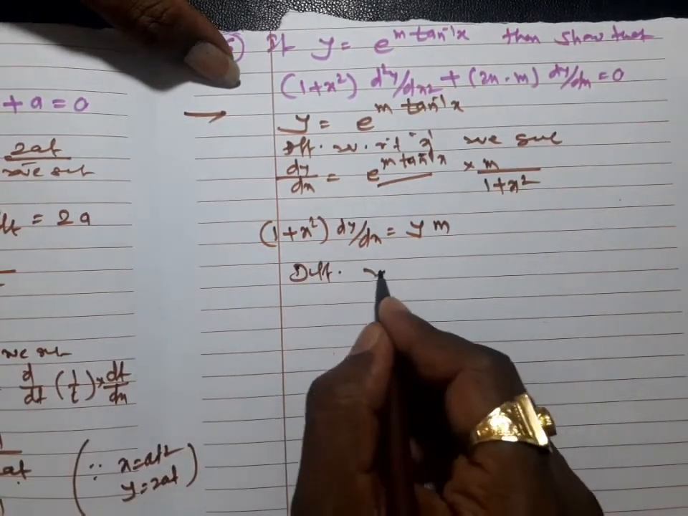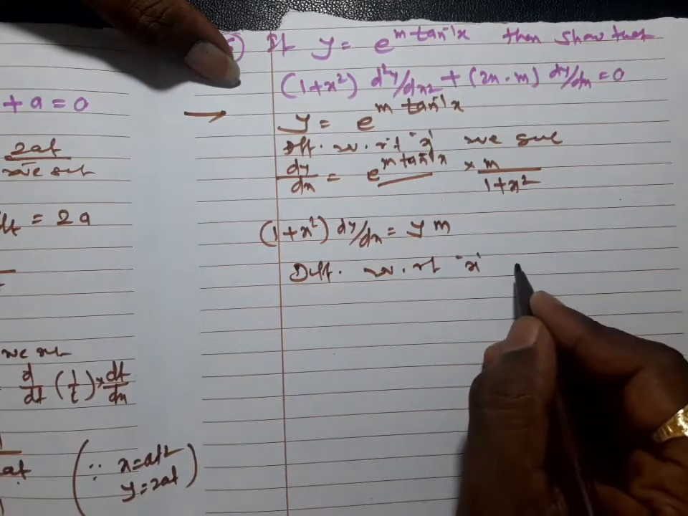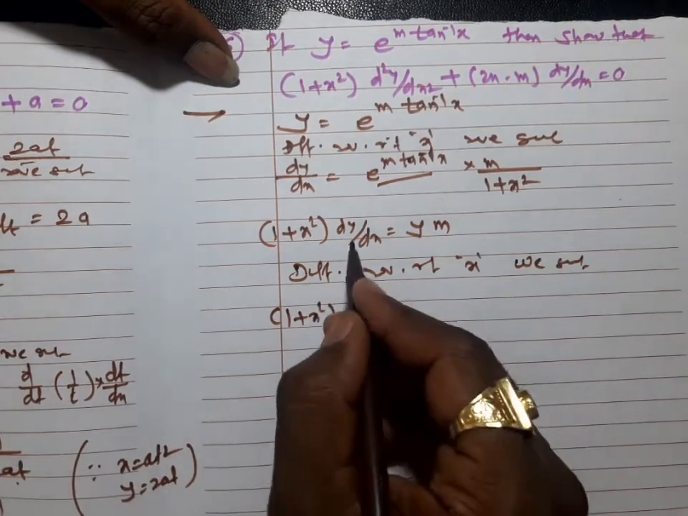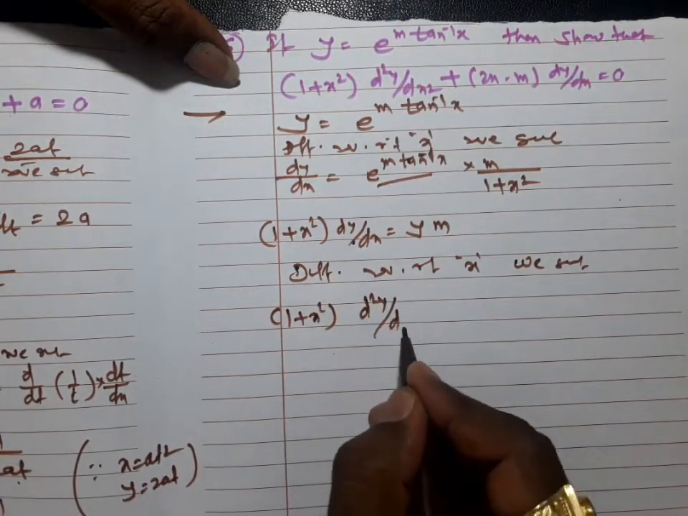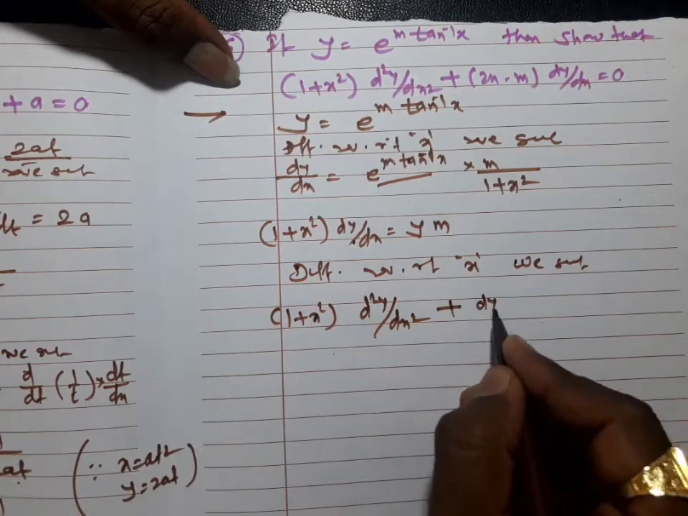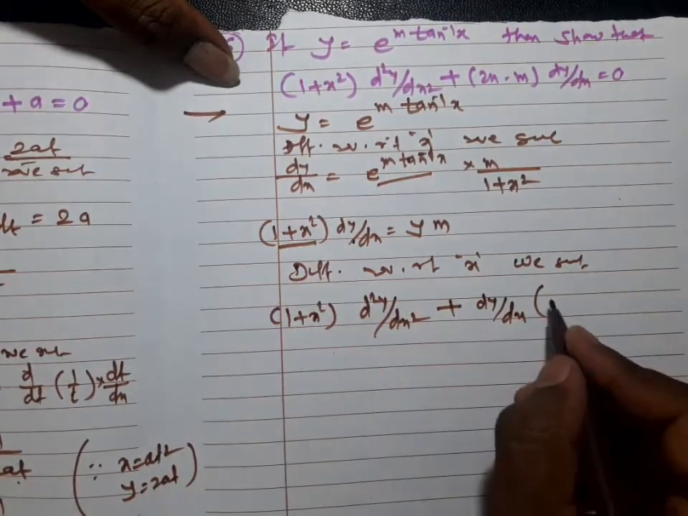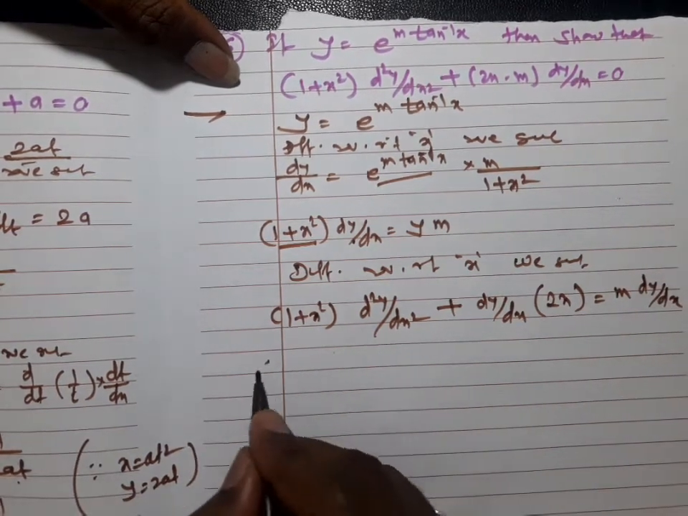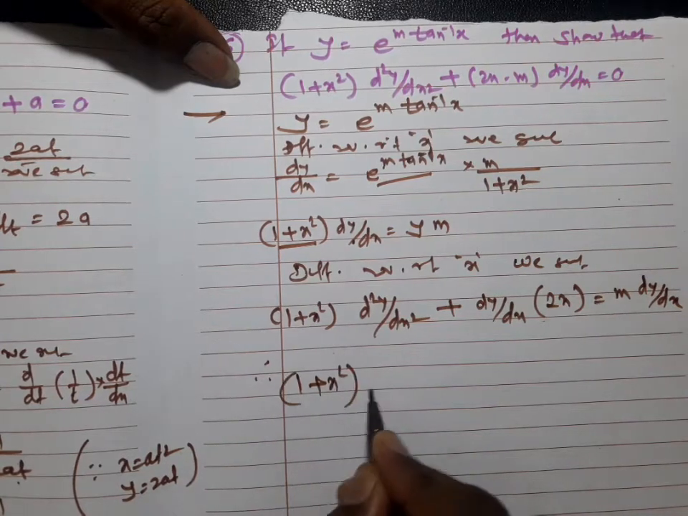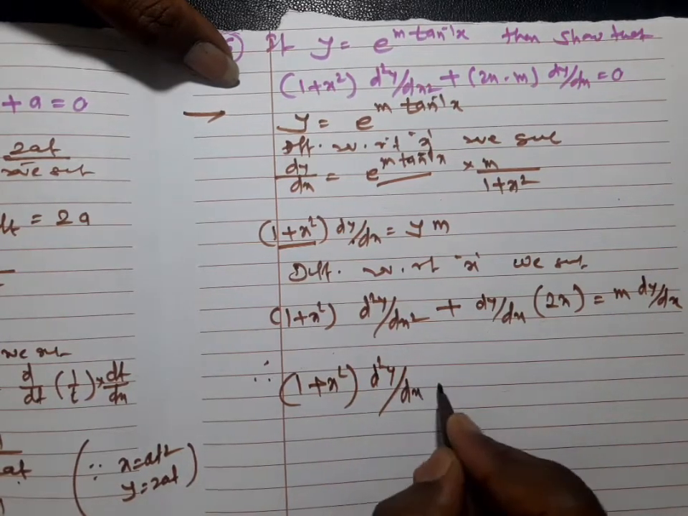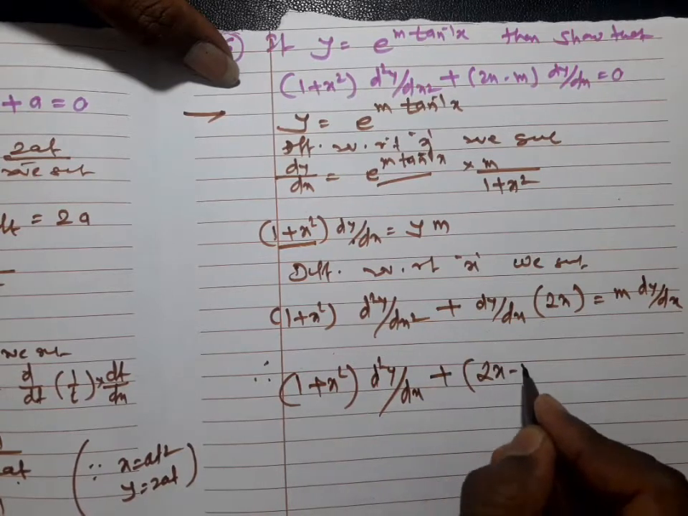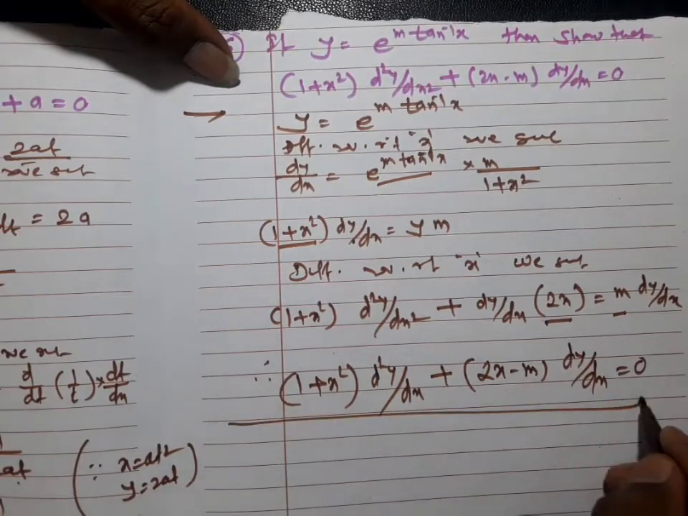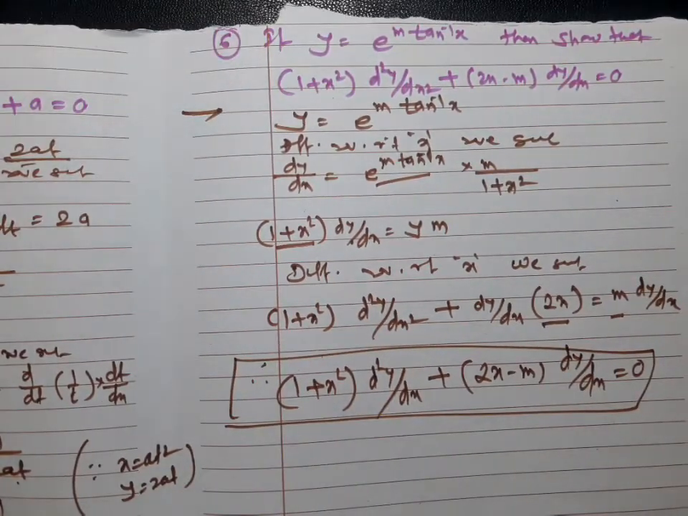Now differentiate with respect to x again. 1 plus x square, derivative of dy by dx is d2y by dx square, plus dy by dx, derivative of 1 plus x square is 2x, is equal to m dy by dx, and therefore it is 1 plus x square d2y by dx square plus 2x minus m dy by dx is equal to 0. This is the required proof.